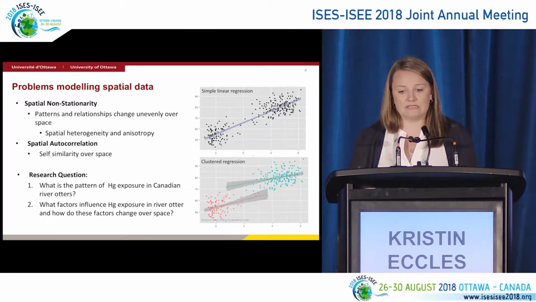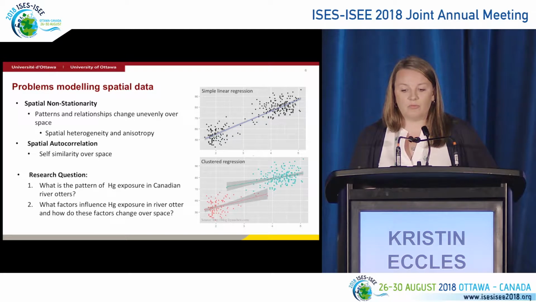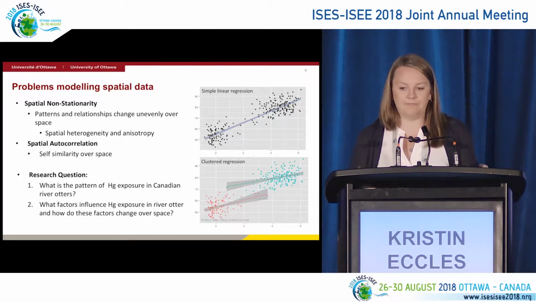So based on these, the research questions that I had were: what are the patterns of mercury exposure in Canadian river otters? And secondly, what factors influence mercury exposure in these river otters, and how do these factors change across space?